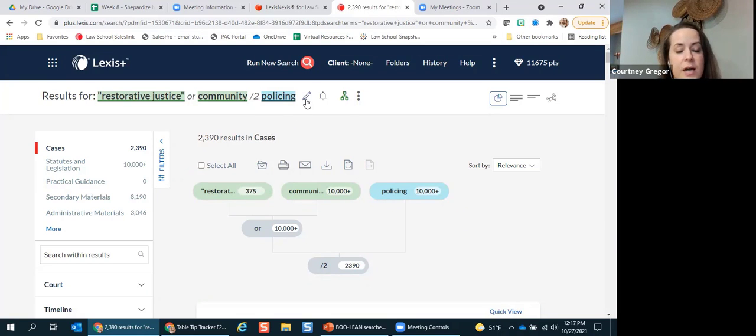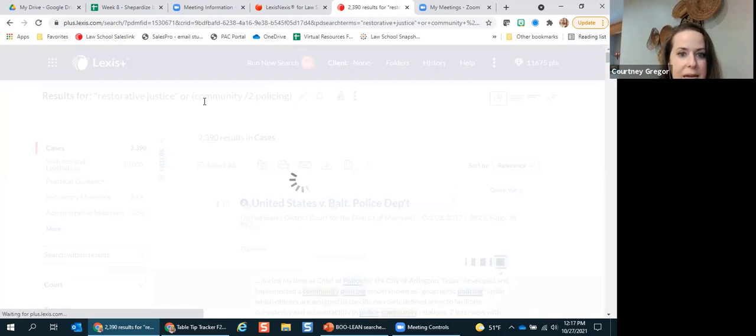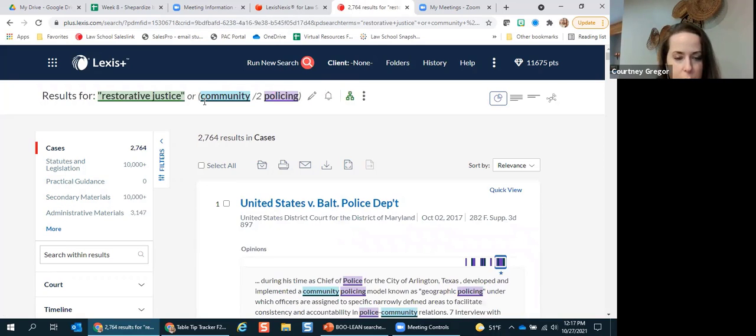Well, let's see. I'm going to manipulate this search to tell the system that's not what I wanted, this is actually what I wanted. So I'm going to use the parens to create the priority around community within two of policing. So now I've ensured I'm getting restorative justice or community within two of policing. I go from 2,390 to 2,764. But in addition to being a little bit more, those results would also possibly be different and could make a huge difference.